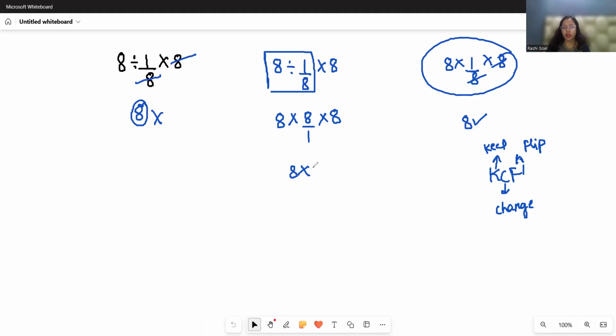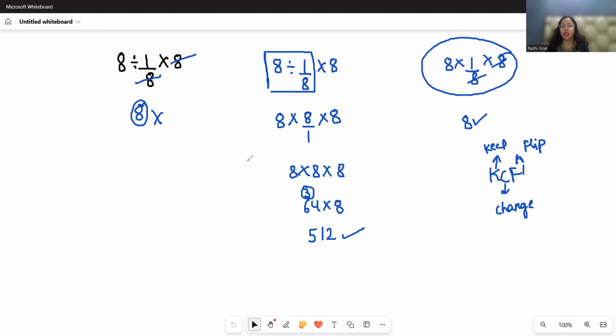So which is equal to 8 times 8 times 8, that is 8 times 8 is 64, times 8. 8 times 4 is 32, carry over 3 here. 8 times 6 is 48, 49, 50, 51, 512, which is the cube of 8, right? So what is the correct answer? 512, not 8. I hope it's clear and you learned something new.